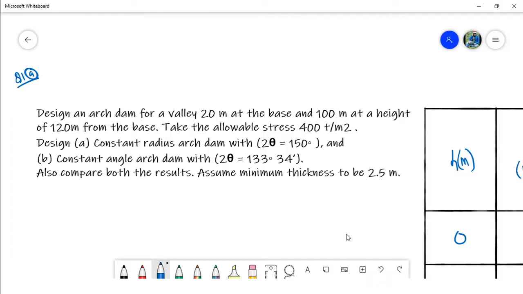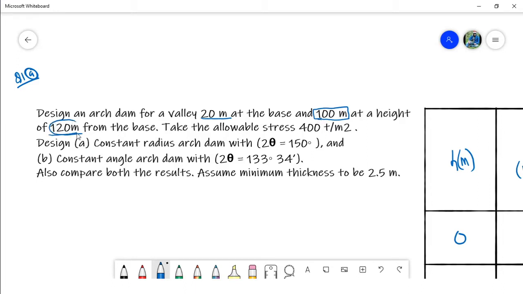Hello students, today I'm going to discuss the first problem based on the design of an arch dam. In this question we have to design an arch dam for a valley which is 20 meter at the base, and the height of this dam is 120 meter.